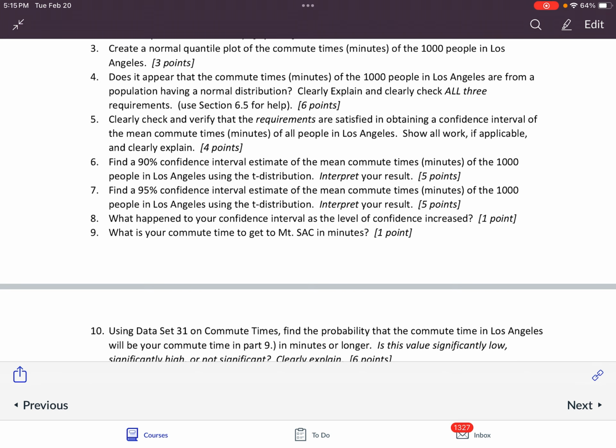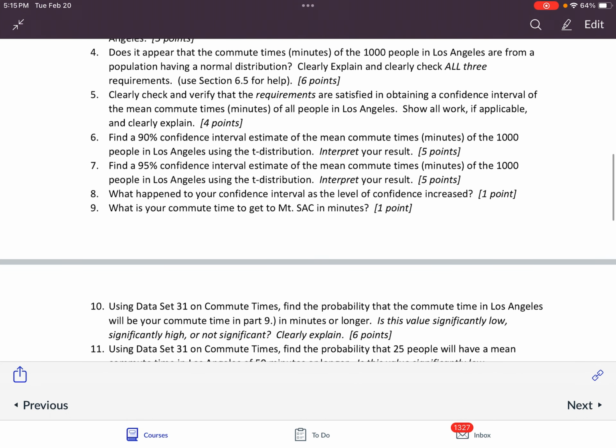Number 3 says to create a normal quantile plot of the commute times. Number 4, does it appear that the commute times in minutes of the 1,000 people in LA are from a population having a normal distribution? Clearly explain and clearly check all 3 requirements.